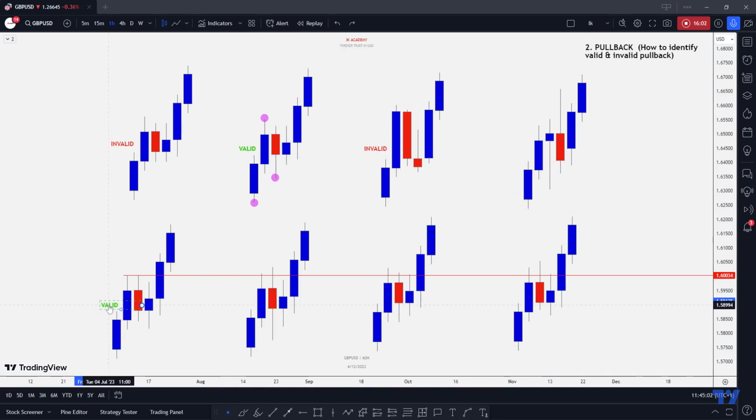So this is a valid pullback. This is a valid pullback. You will see stuff like this, and then you can know that it's actually a valid pullback.